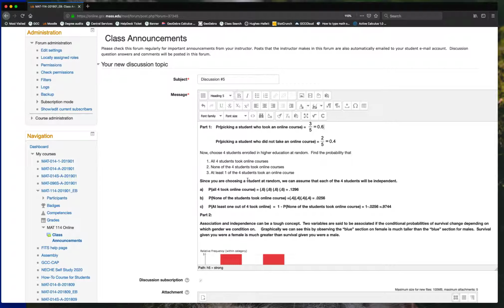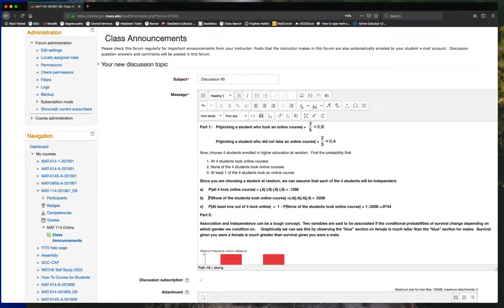So this is kind of similar to thinking about flipping a coin that's weighted, where getting a heads is 0.6. What's the probability of getting 4 heads? We would flip the coin 4 times, and we would use the multiplication rule to find the probability. So the probability that all 4 took an online course would be the probability that the first one took one online, the second one, the third one, the fourth one, and together that comes out to be almost 13%.